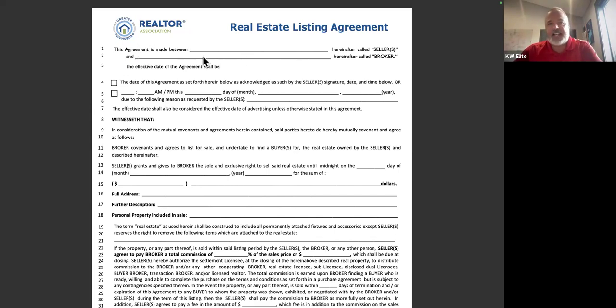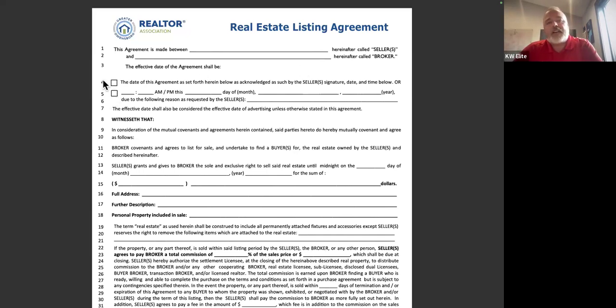The second line, it says, and blank, hereinafter called broker. This is not your name. I know a lot of agents that will put, Matt Brown, for example. This actually needs to be Keller Williams Elite. Just keep in mind, all listings are with the brokerage as individual agents, not having broker's license. We can't actually list homes. We list everything under the broker. Of course, we're allowed to work it and all of that stuff.